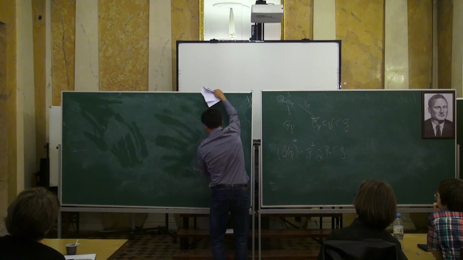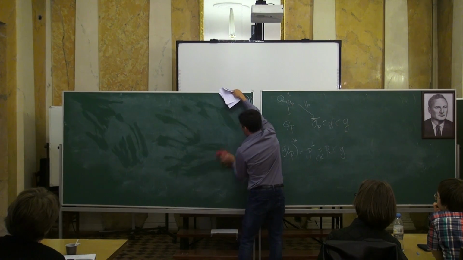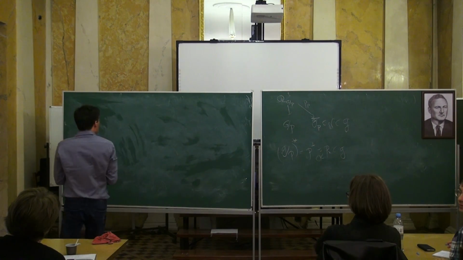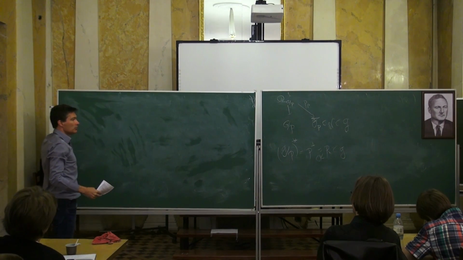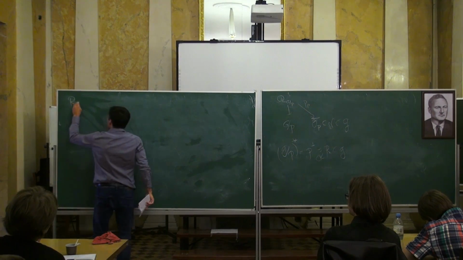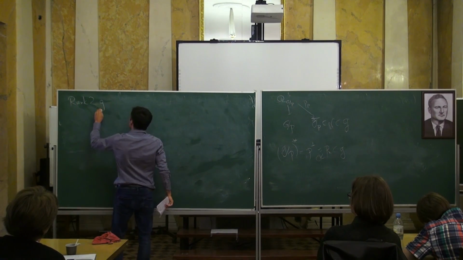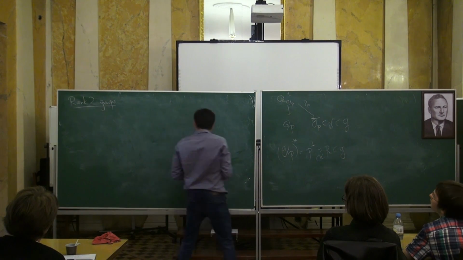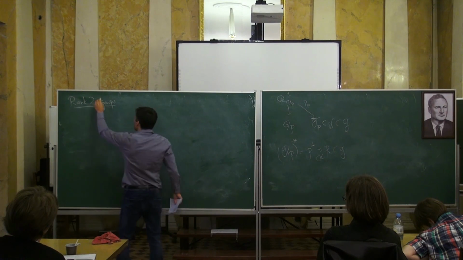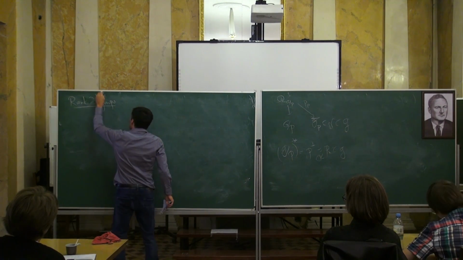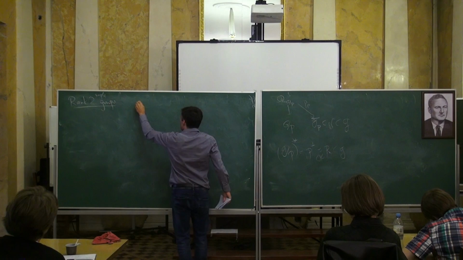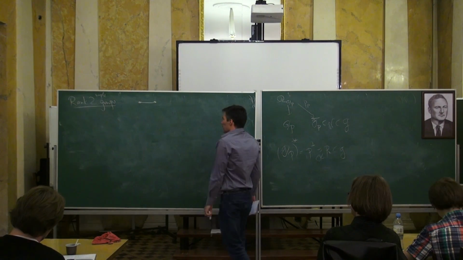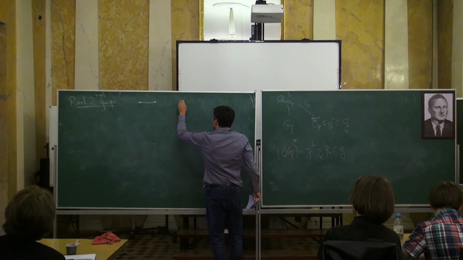And I just want to finish with a simple example of what can be done with rank 2 groups. Rank 2 simple groups. So I didn't mention Dynkin diagrams, but they are classified by them. There are 3 irreducible Dynkin diagrams of rank 2.